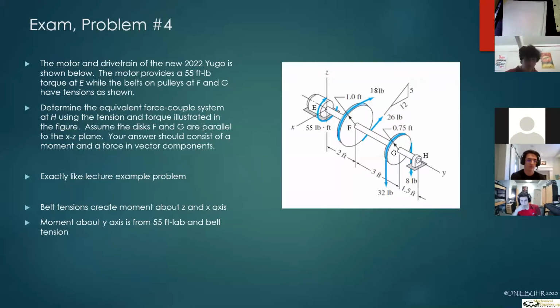Now, does this look familiar to anybody? It should look like a homework example. So hopefully you remember this one from the, or not a homework example, I apologize, a lecture example. It was one of the lecture examples I did, toward the end of chapter 3 when we were doing equivalence. It's pretty much exactly the same problem, except with the added 55-pound clockwise moment.